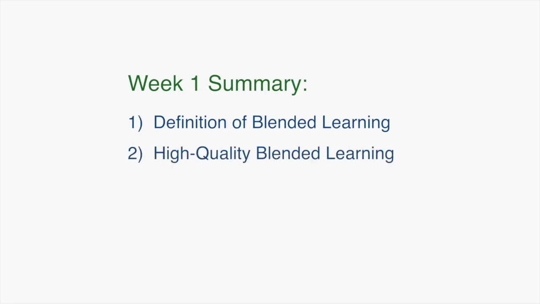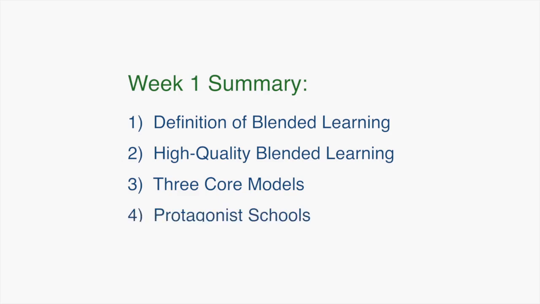So we're coming to a close on the first week of our course. Let's recap by looking at the 4 things we've talked about so far. First, we talked about what is blended learning and tried to use a definition so we could be on the same page. And then second, we put in the caveats around what high quality blended learning looks like. Third, we gave you different examples of blended learning and the 3 core models that we're going to focus on. And fourth, we introduced you to our protagonist schools that we're going to be visiting again and again throughout this course.